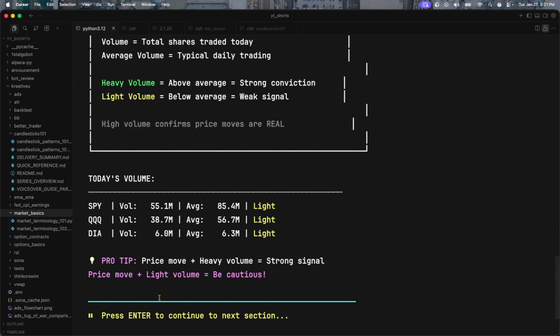that you're looking at. So price moves plus light volume means you have to be cautious. You have to make sure you're using different indicators to double confirm that move. Yes, it could be a signal, but if it's light volume, there's not that much participation. If there's not that much participation, why even go into the move?